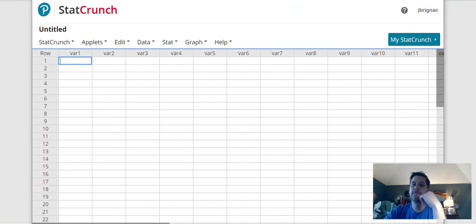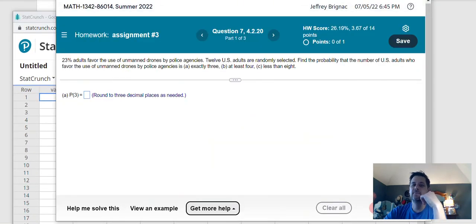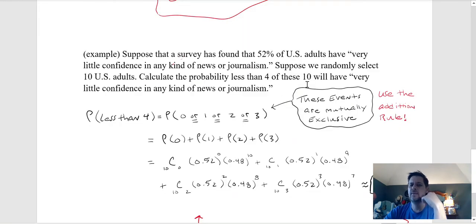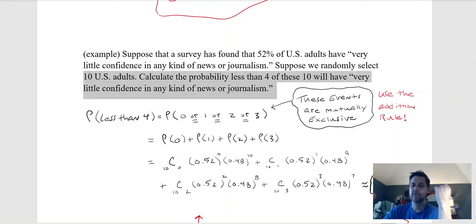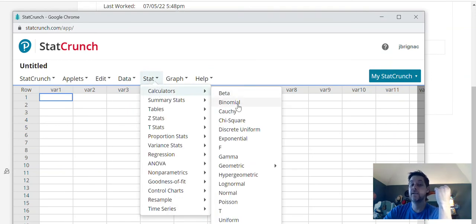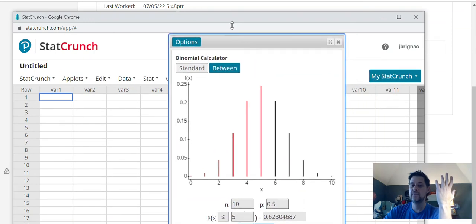Now, suppose that I have this binomial experiment. Oops. Let's go back to this. And I'm going to have 10 trials, and there's a 52% chance of success on any one trial. And I want to find the probability of less than 4 successes, basically. Then, well, let's see. Okay, so let me open StatCrunch again. So here it is. What we do is we go to Stat and Calculators and Binomial, okay? And then it opens this.